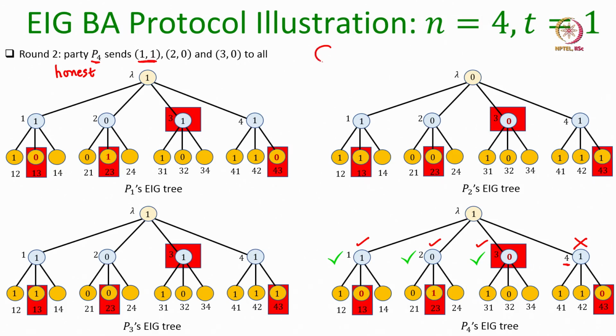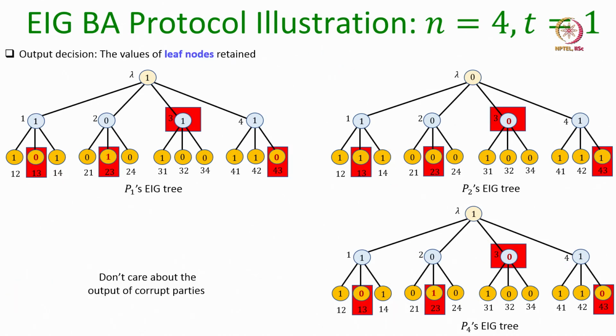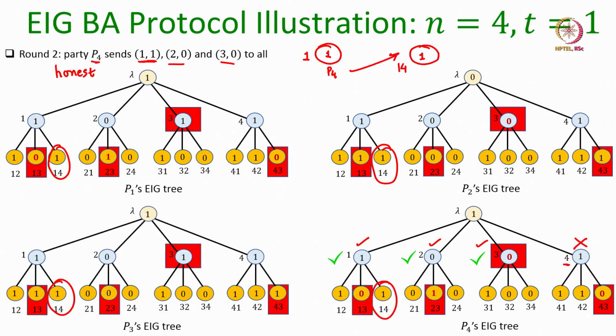P4 is telling everyone that this is the status in its EIG tree, due to which every party will take the node with label 1 4 and assign the value 1. And in the same way you can process these two messages as well, right.